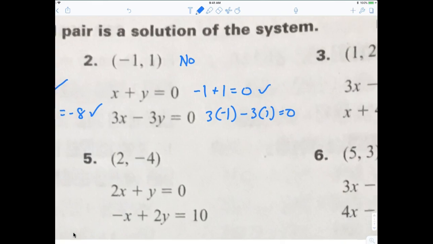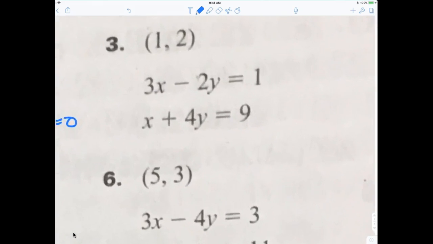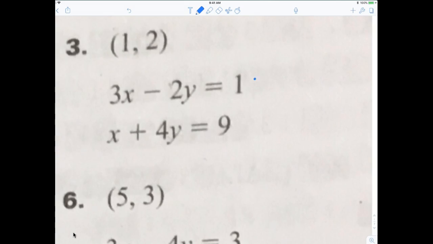Now let's look at question number 3, just to make sure we're good. Does 3 times 1 minus 2 times 2 equal 1? No. I don't think it does. So do I even have to check the next one? No. It's automatically no. So now what I want everybody to do is to check 4 and check 5 while I answer the phone real quick.